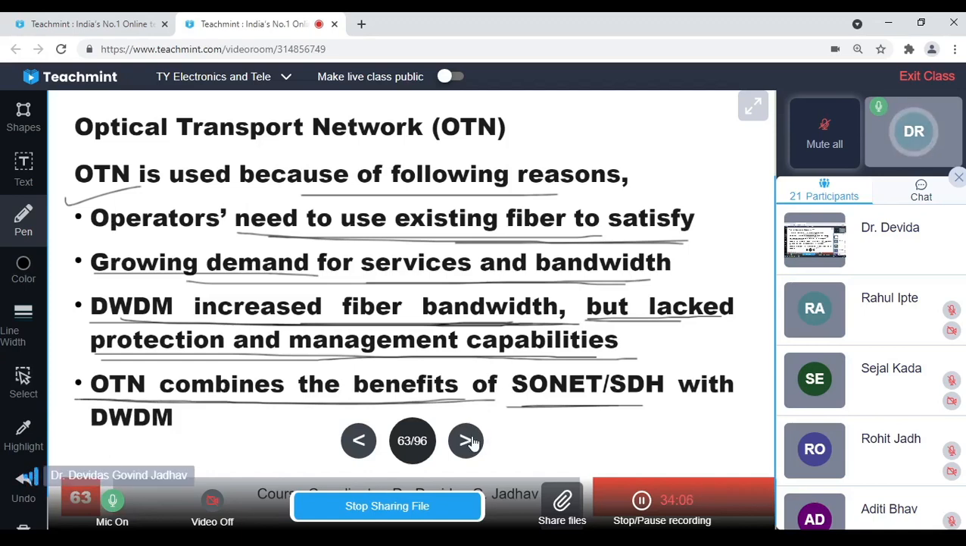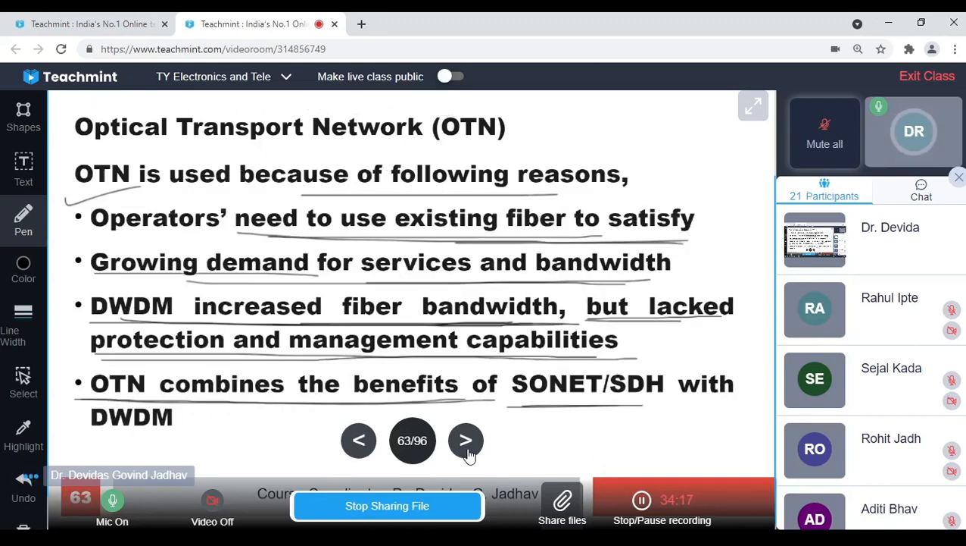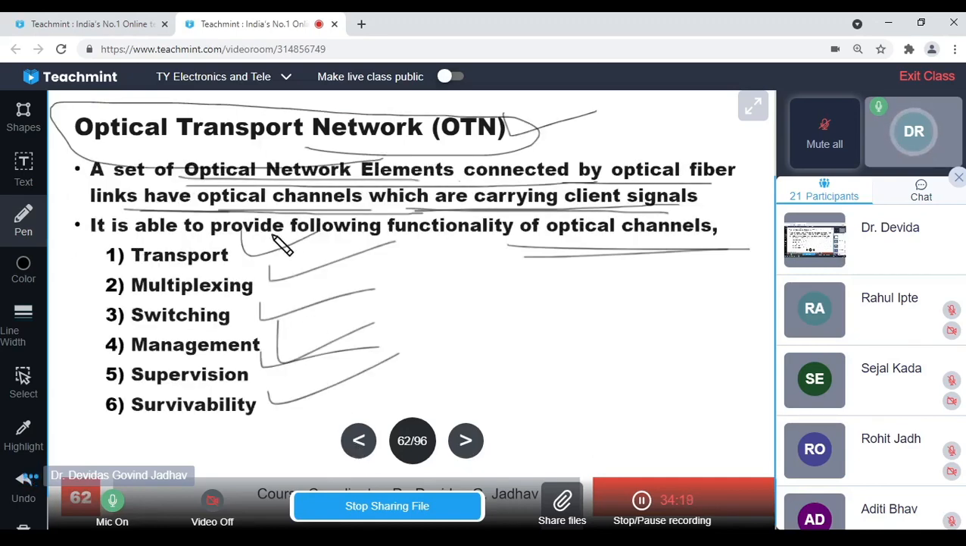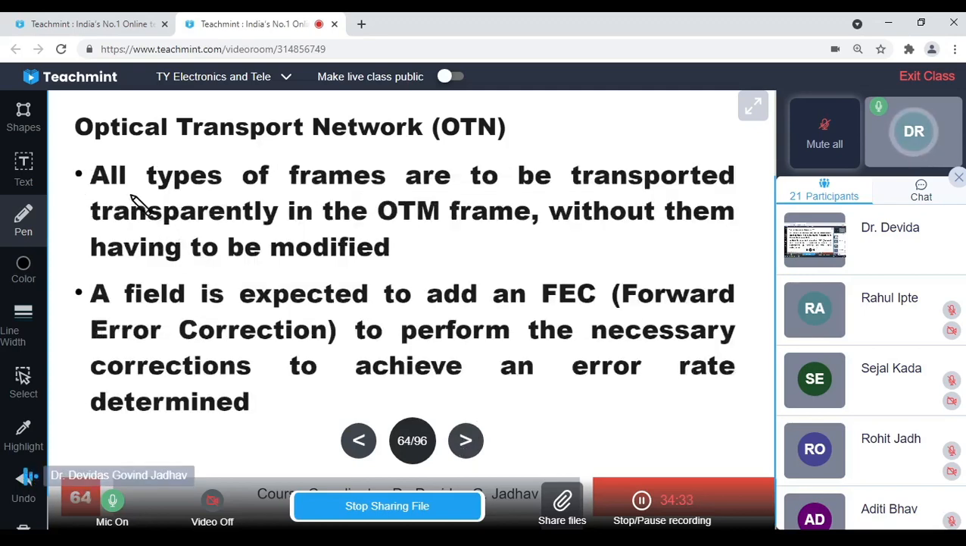Now what is OTN? OTN consists of optical network elements connected by optical fiber links, having optical channels carrying the client signals. So OTN has functions like transport, multiplexing, switching, management, supervision, and survivability. Okay. And OTN basically combines the basic benefits of SONET SDH with the DWDM. So that is the optical transport network, OTN.